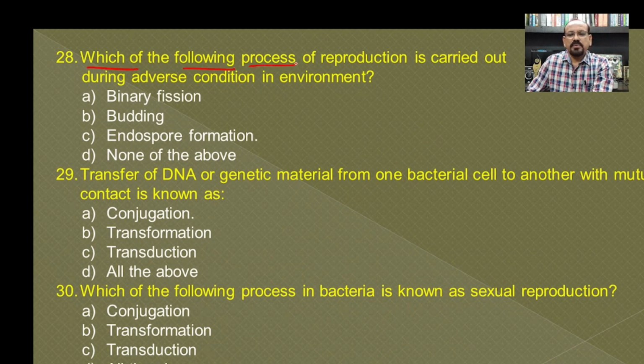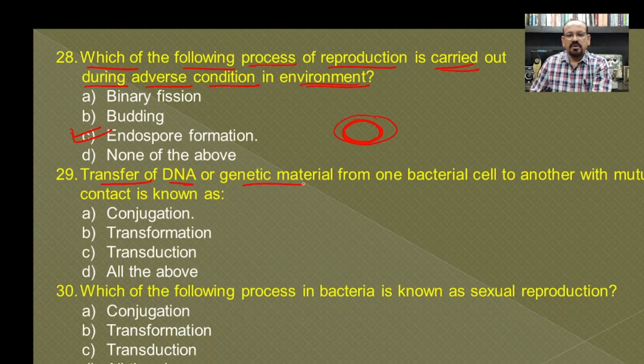Then which of the following processes of reproduction is carried out during adverse conditions in the environment? Every microorganism has the ability to form either resting spores or spores which are resistant to the external environmental conditions when the environmental condition is not suitable. Such spores which are formed by the bacterial cell are known as endospores, and usually the endospores are formed inside the bacterial cell and are resistant to the external environmental conditions.